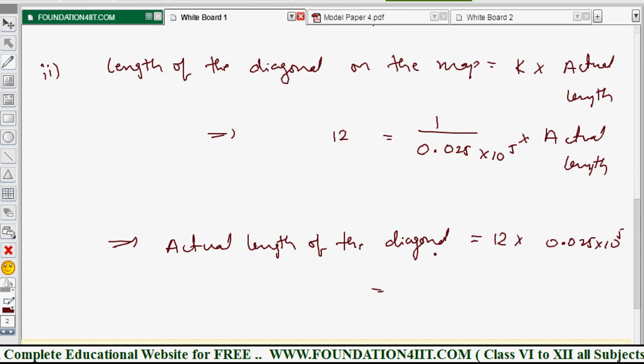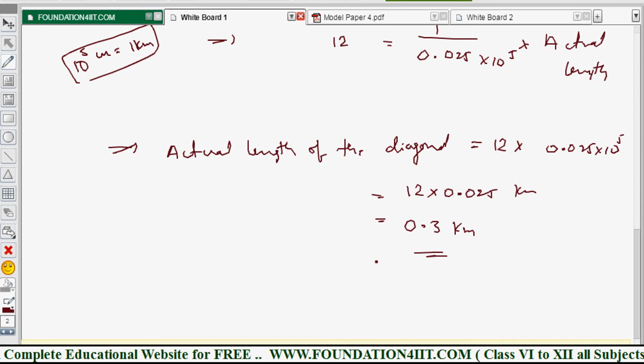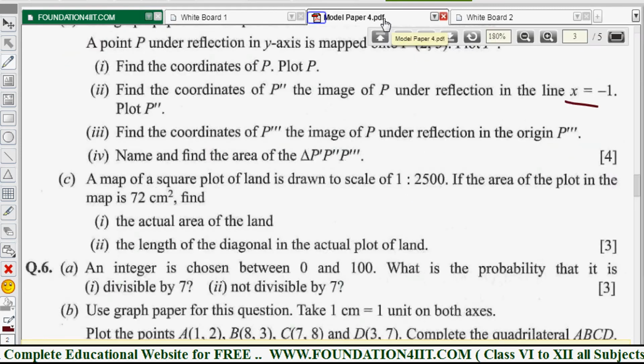Now if you are converting to kilometers, that is 12 into 0.025, because 10 power 5 centimeters is equal to 1 kilometer. This is converted into kilometers. Then 12 into 0.025 is 0.3 kilometers. So always make it 10 power 5 whenever converting centimeters to kilometers, because 10 power 5 centimeters is equal to 1 kilometer. Use this concept and you can easily find the actual length of the diagonal. So the actual length of the diagonal is 0.3 kilometers. Right, this is about this problem.